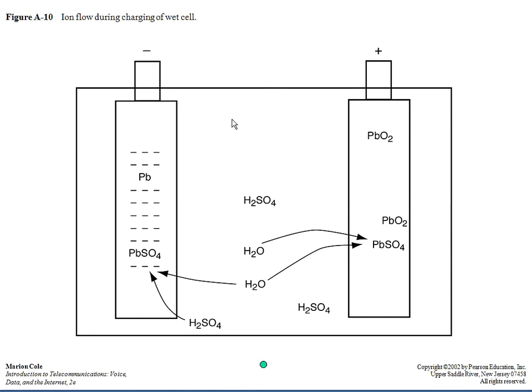The water in the electrolyte reacts with PbSO4, making it PbO2 again, lead peroxide, and the same thing is happening over here, with the PbSO4 reacting with water, making it lead once again.